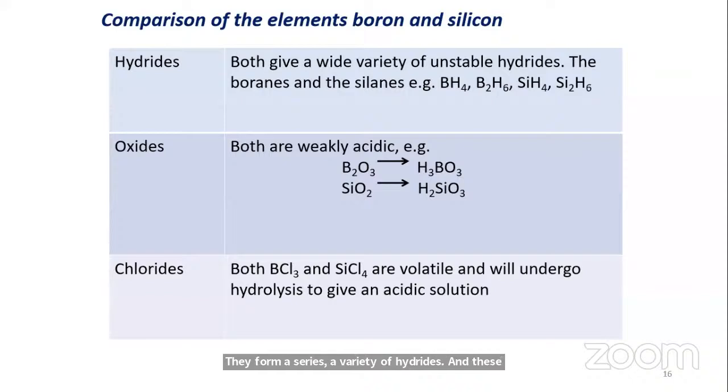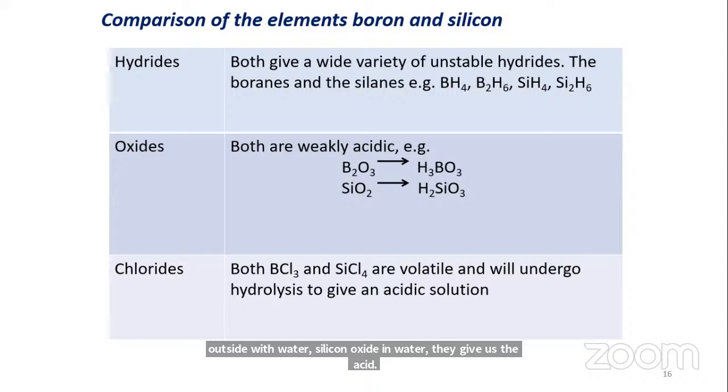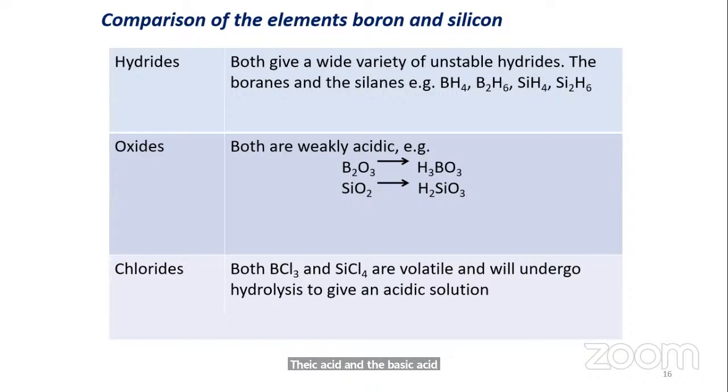Both boron and silicon are weakly acidic. When boron oxide and silicon oxide react with water, they give us boric acid and silicic acid, which are both weak acids. So the oxides are weakly acidic and react with water to give us a weak acid. The chlorides for both boron and silicon are volatile chlorides, and they undergo hydrolysis to give an acidic solution.